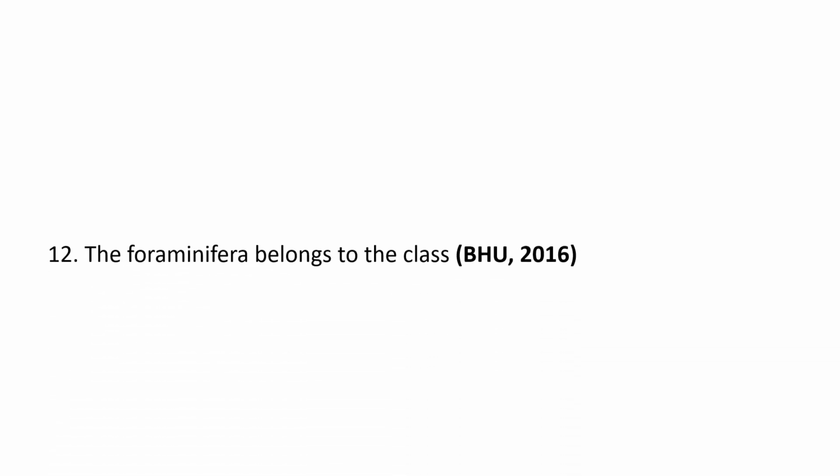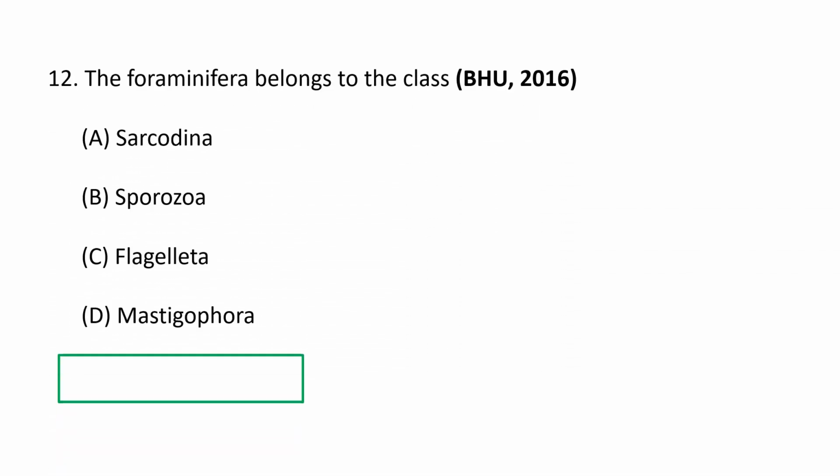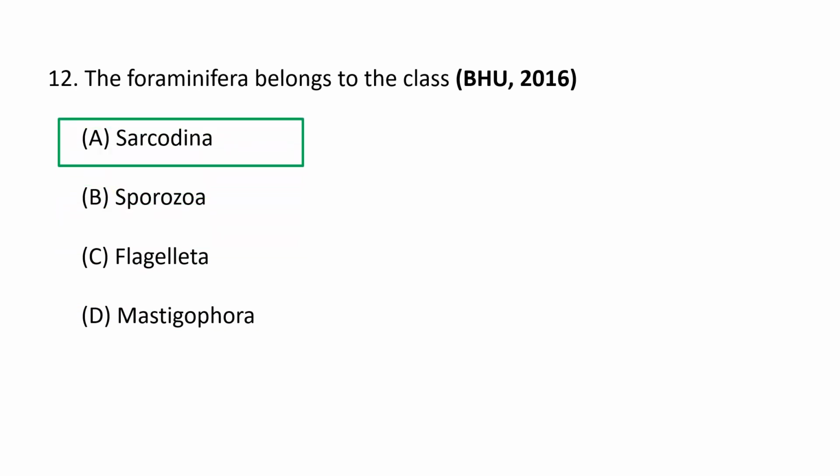Next question. The foraminifera belong to the class A, Sarcodina, B, Sporozoa, C, Flagellata, and D, Mastigophora. The foraminiferas belong to the class Sarcodina. Foraminifera, the common name for the members of the class Foraminifera, are large shelled amoeboid protozoans belonging to the phylum Sarcodina, and most foraminiferan shells are calcareous, but some are siliceous and others are built of sand grains. The foraminifera belong to the class Sarcodina. A is the correct option.